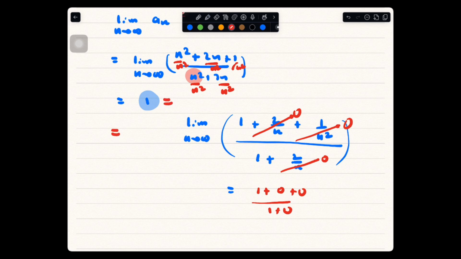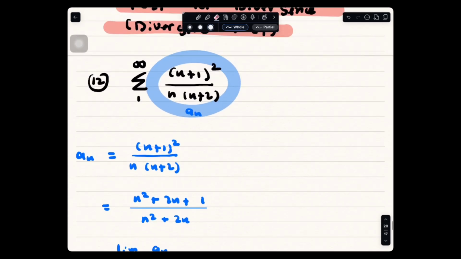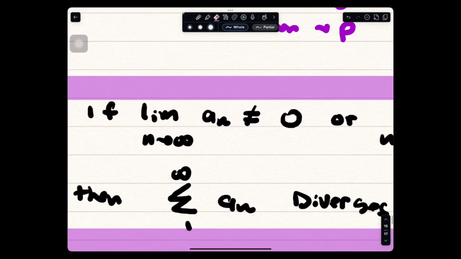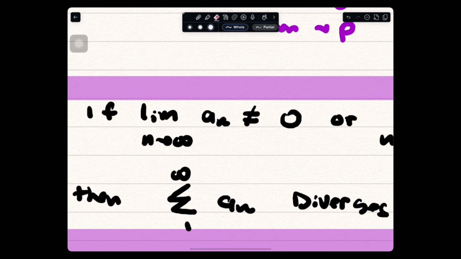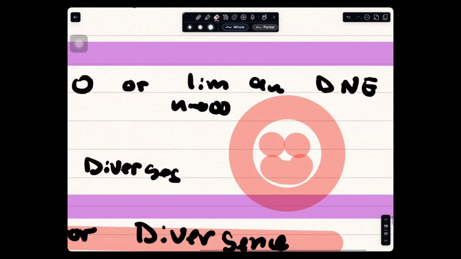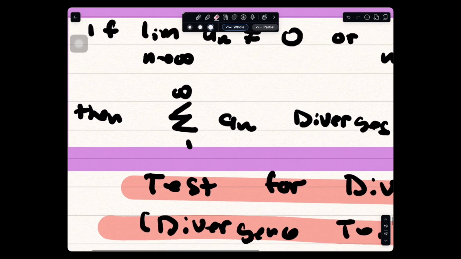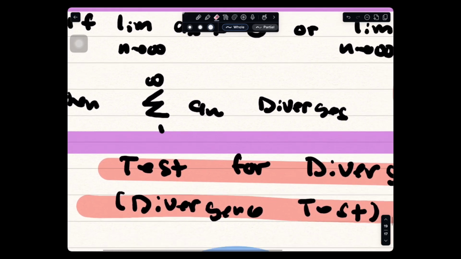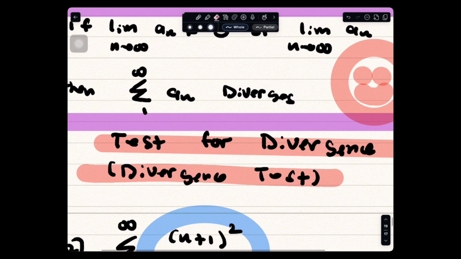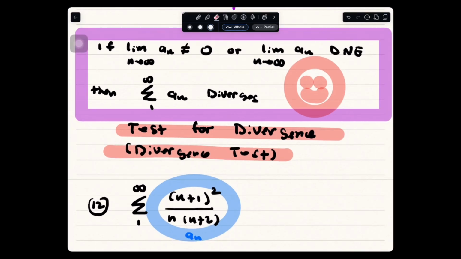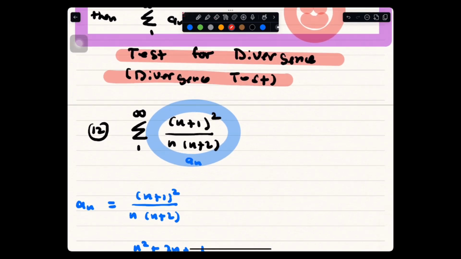It's not equal to what? 0. Because the number 1 is not 0. What do we know? If the limit is not 0, or the limit does not exist, what can we say? The series diverges. This is called the test for what? Divergence. So we know that this series what? Diverges. And very often we want to say why? By the divergence test.